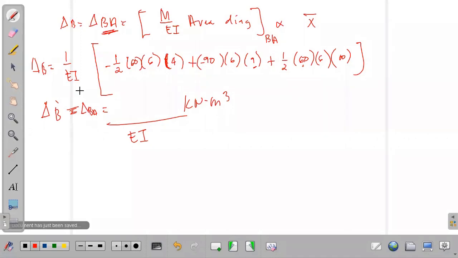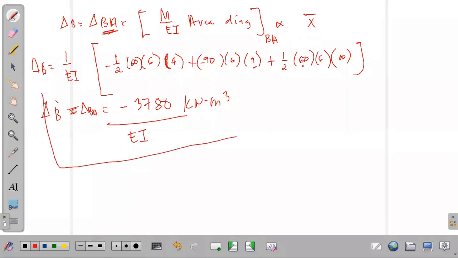So, kindly solve for our value here. Negative 3,780 kilonewton meter cube, ma'am. Yes, ma'am. Okay, so we have negative 3,780 kilonewton meter cube over EI. So ito na yung magiging deflection natin sa B. So pagka mayroon kayong value ng EI, you have to substitute the value of EI here. Okay? So I hope na take down notes kayo.